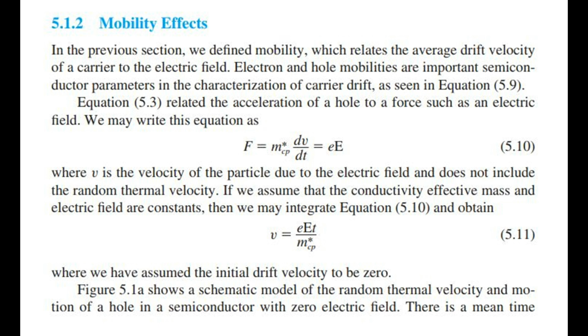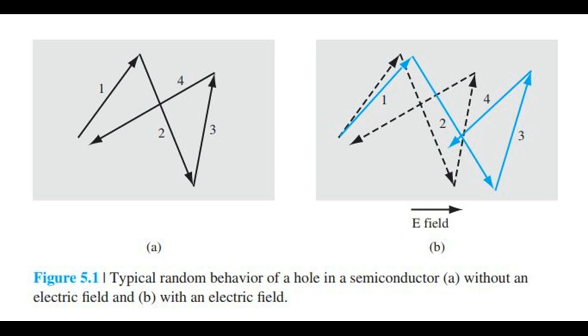If we assume that the conductivity, effective mass and electric field are constants, then we may integrate equation 5.10 and obtain where we have assumed the initial drift velocity to be 0. Figure 5.1 shows a schematic model of the random thermal velocity and motion of a hole in a semiconductor with zero electric field. There is a mean time between collisions which may be denoted by τ_cp.